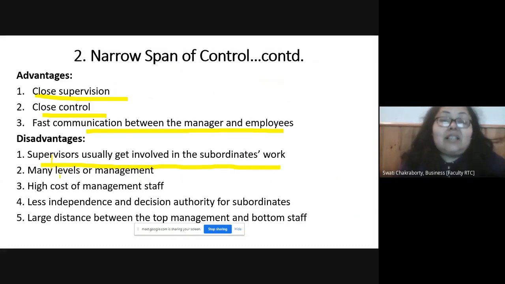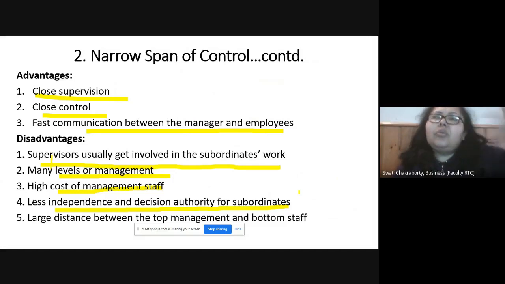And as I said, there are many levels of management. The degree of hierarchy increases, the level of bureaucracy increases. It's high cost, leading to less independence and decision authority for subordinates. Why? Because you have so many people above you to whom the work is delegated and who are taking care of it. So as a common employee, you do not have much decision-making power. And there's a huge difference between the top management and the lower-level employees because of these hierarchical levels that you have.